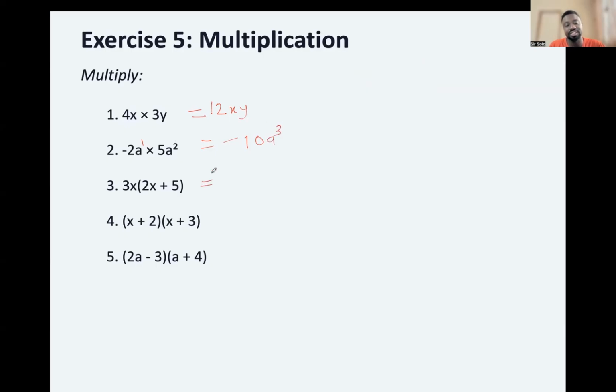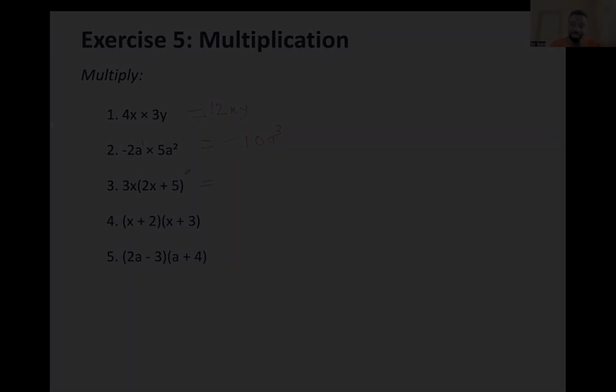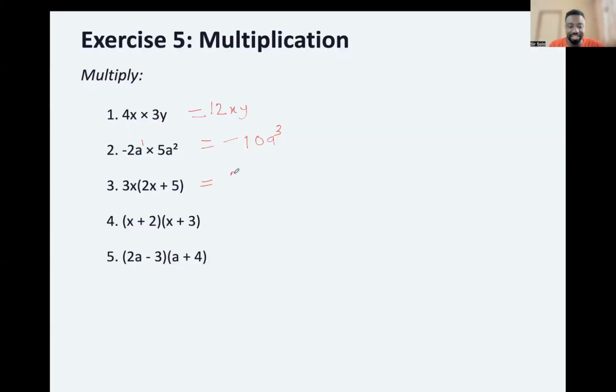Nice. Now the next one is 3x multiplying 2x plus 5. We multiply 3x by 2x. Good. Now I multiply 5. So 3x times 5.